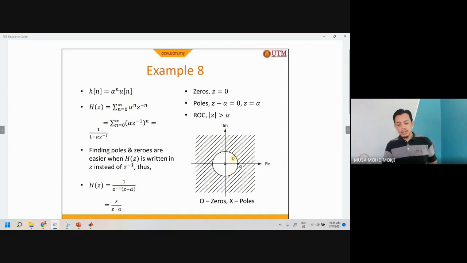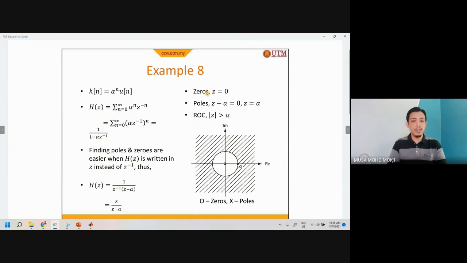Finding poles and zeros is easier when H(z) is written in z instead of z to the power of minus 1, because we want to find roots. So let's change that, from a negative power into a positive power. So this is 1 over z to the power of minus 1 times (z minus alpha). You bring that z to the minus 1 out in front, and you will get z divided by z minus alpha.